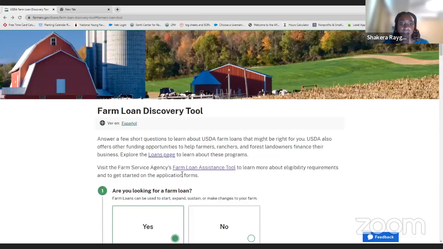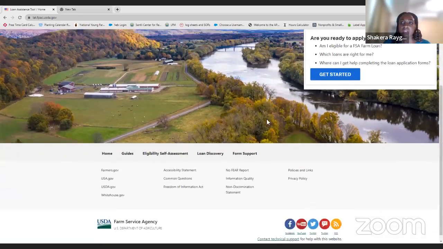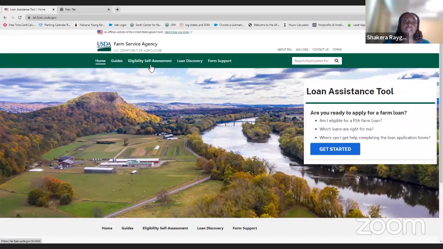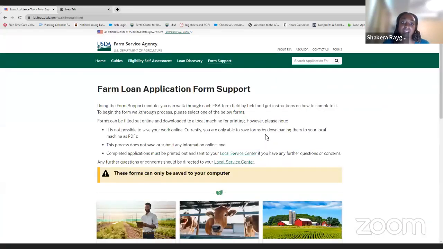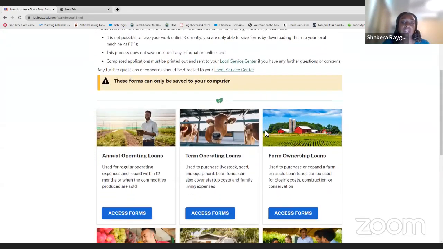And just highlighting, after you've gone through this loan discovery tool, we highlighted previously the loan assistance tool. And this is a very similar setup. It'll go over your eligibility requirements, back over loan discovery, but also form support. So this is key. If you figured out which loan you are interested in, you can come here and you can preview the package. You'll know exactly what they're going to ask you for, and you can start preparing right now to get your documents ready, because that will streamline your application process. So there won't be a lot of back and forth with the office if you're missing documentation.